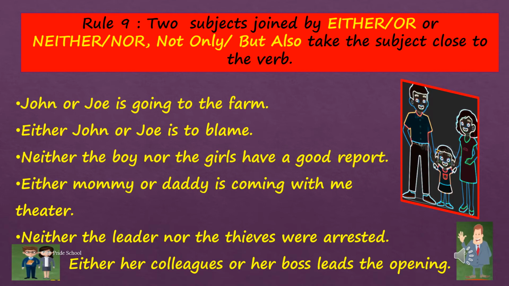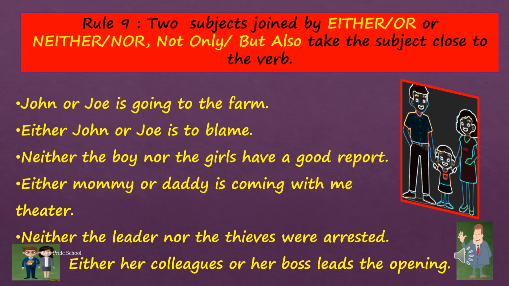Either John or Joe is to blame. Again, "is" is agreeing with Joe. Neither the boy nor the girls have a good report. "Have" will agree with girls, not with the boy. So the verb agrees with the subject nearer to it, close to it.